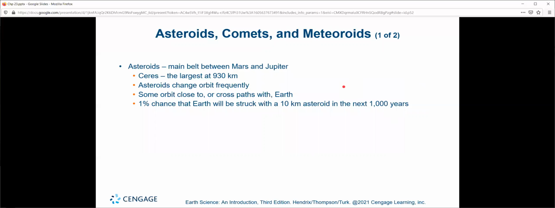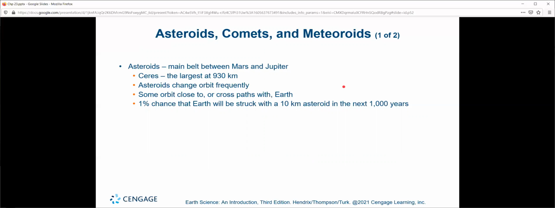Lastly, let's come around and talk about the asteroids. There's a main belt of asteroids between Mars and Jupiter. Of these asteroids, some of them have been named because they're very large, such as Ceres, a 930-kilometer in diameter asteroid that exists in that belt.